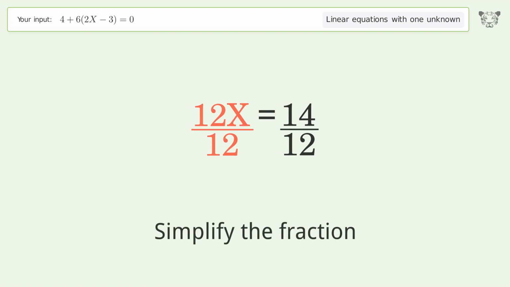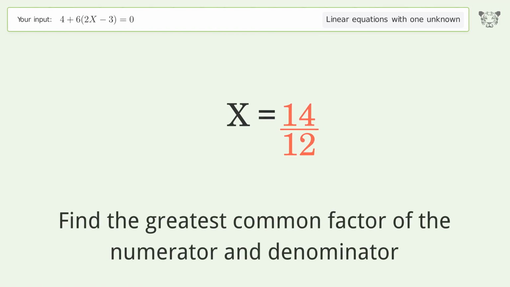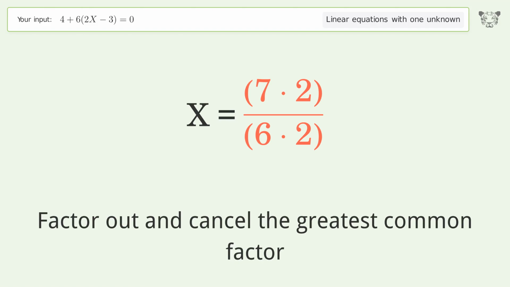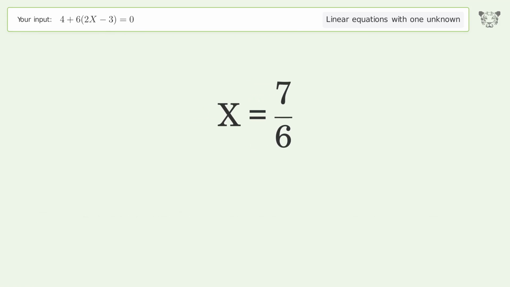Simplify the fraction. Find the greatest common factor of the numerator and denominator. Factor out and cancel the greatest common factor. And so the final result is x equals 7/6.